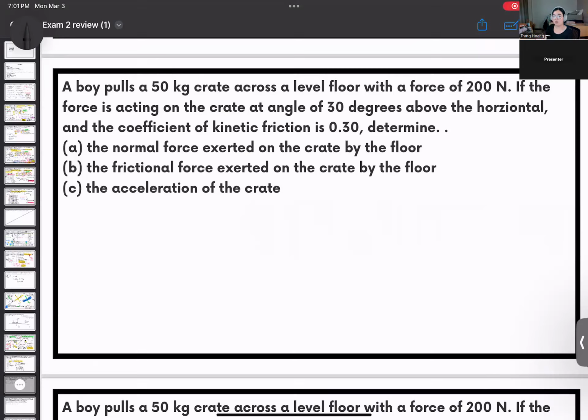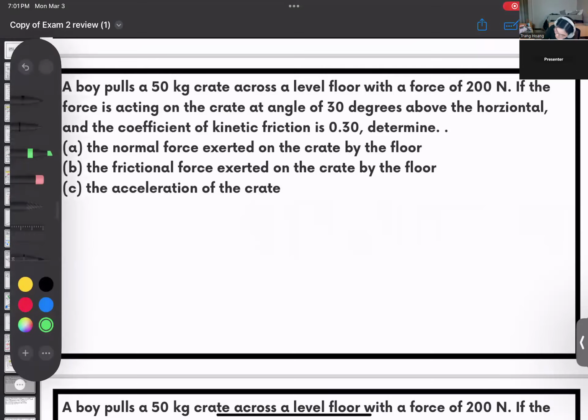Okay, so let's go highlight the information we have. A 50 kilogram crate is being pulled, could be useful, with a force of 200 newtons. The force acts on the crate at an angle of 30 degrees above the horizontal, take note, very important. And the coefficient of kinetic friction is 0.3. Determine A, the normal force exerted by the crate on the floor.